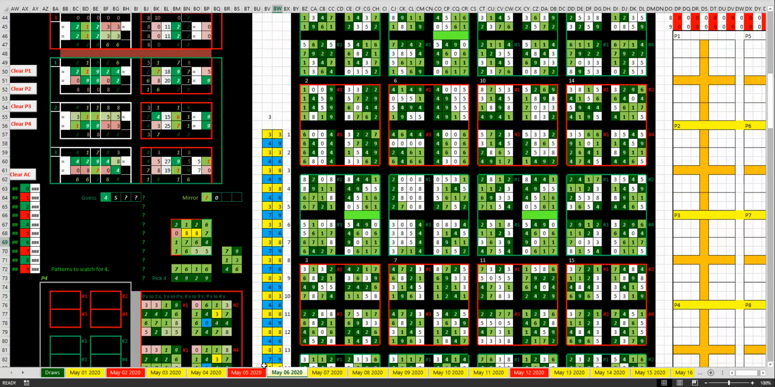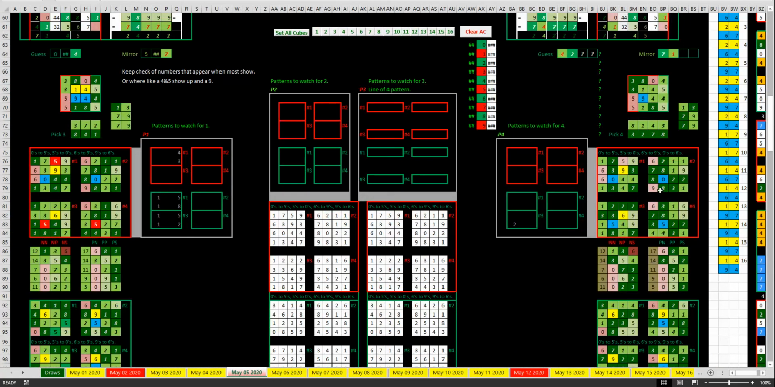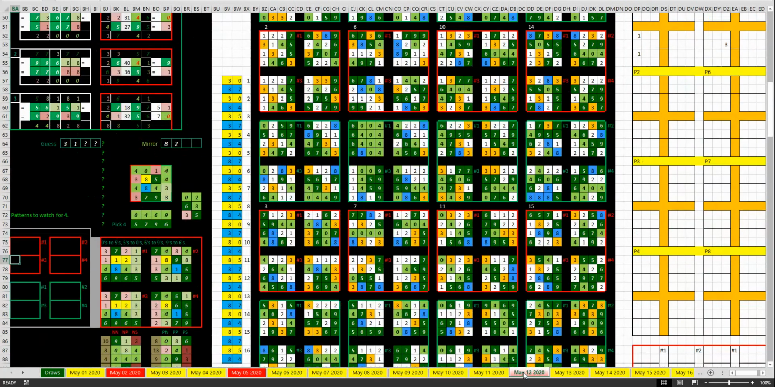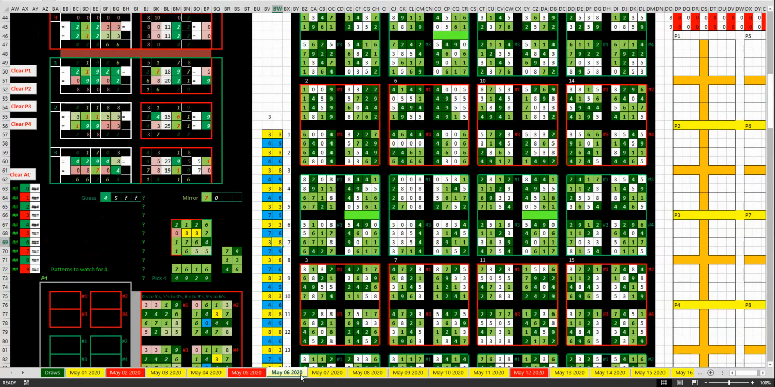Go to the 6th. The 5th, there was no pattern coming down through, and the 2nd, there was no pattern coming down through. The 12th, there was no pattern coming down through.